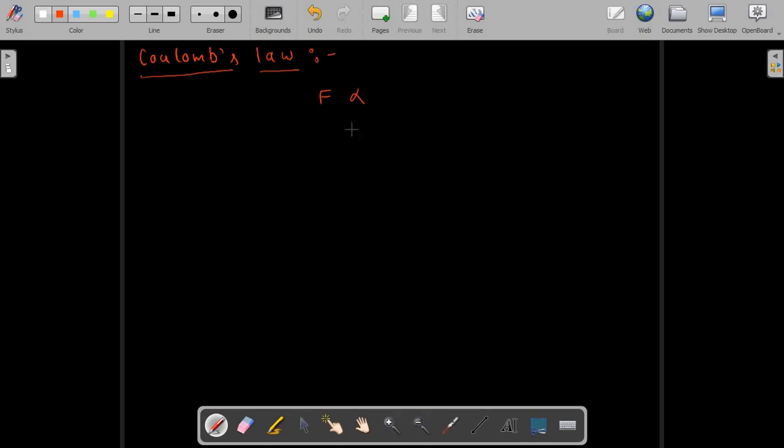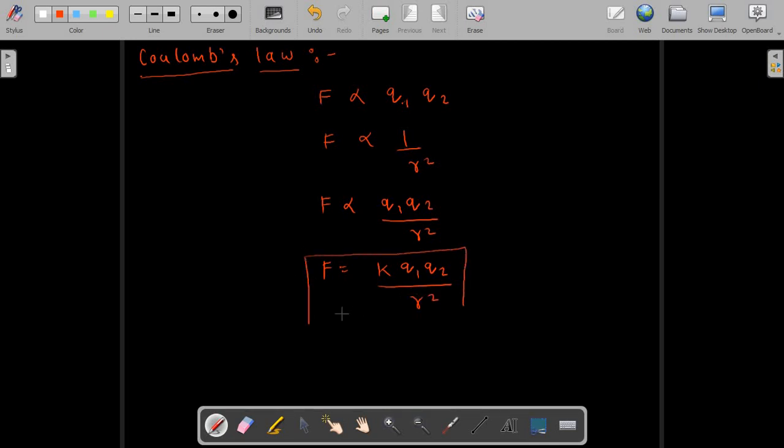was proportional to their charges, the magnitude of the charges. And the distance between both charges, the force was inversely proportional. So you have written that F is proportional to Q1 Q2 over R square. There is a proportionality constant, K, so F equals K Q1 Q2 over R square. That is Coulomb's law.